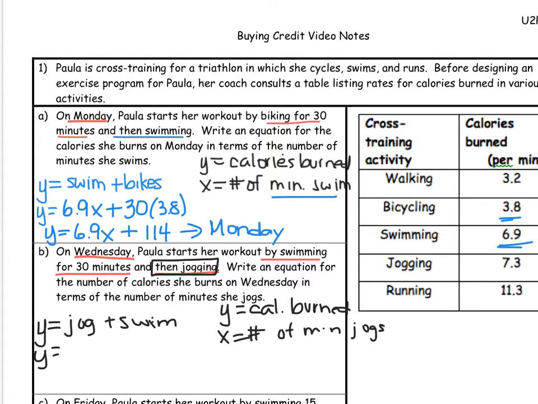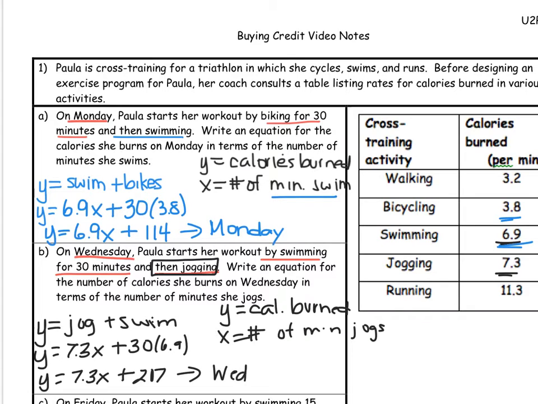We don't know how long she jogs, but we do know that it burns 7.3 calories per minute, and that she's swimming for 30 minutes, and swimming burns 6.9 calories. So if we simplify this out, 7.3 calories per minute for however long she jogs, plus the calories she burns while swimming, and the product of 30 and 6.9 is 207. So this is her equation for calories burned on Wednesday.